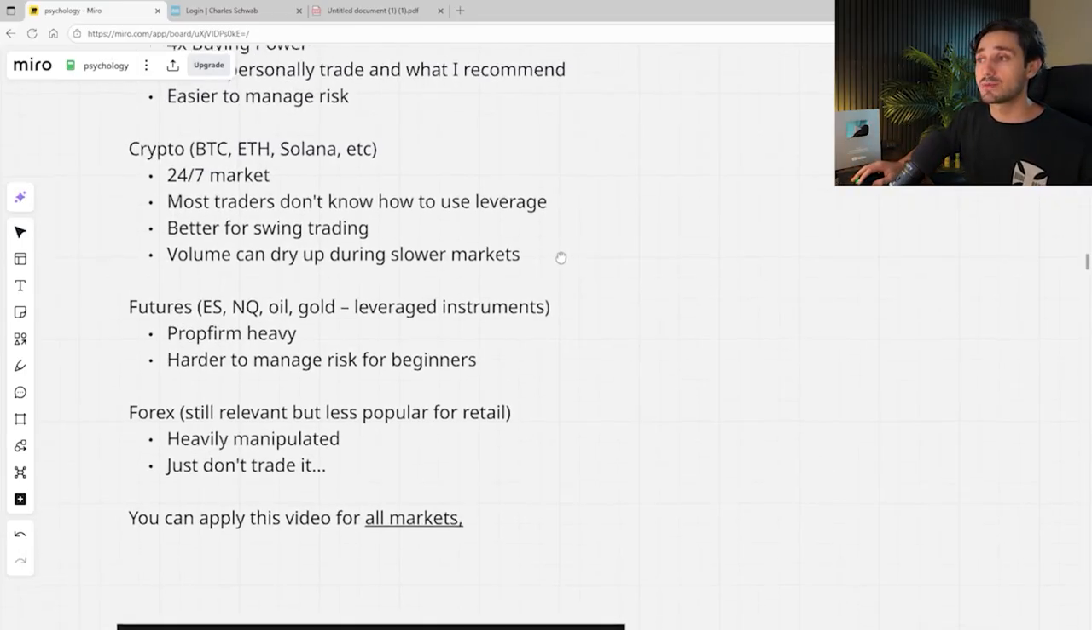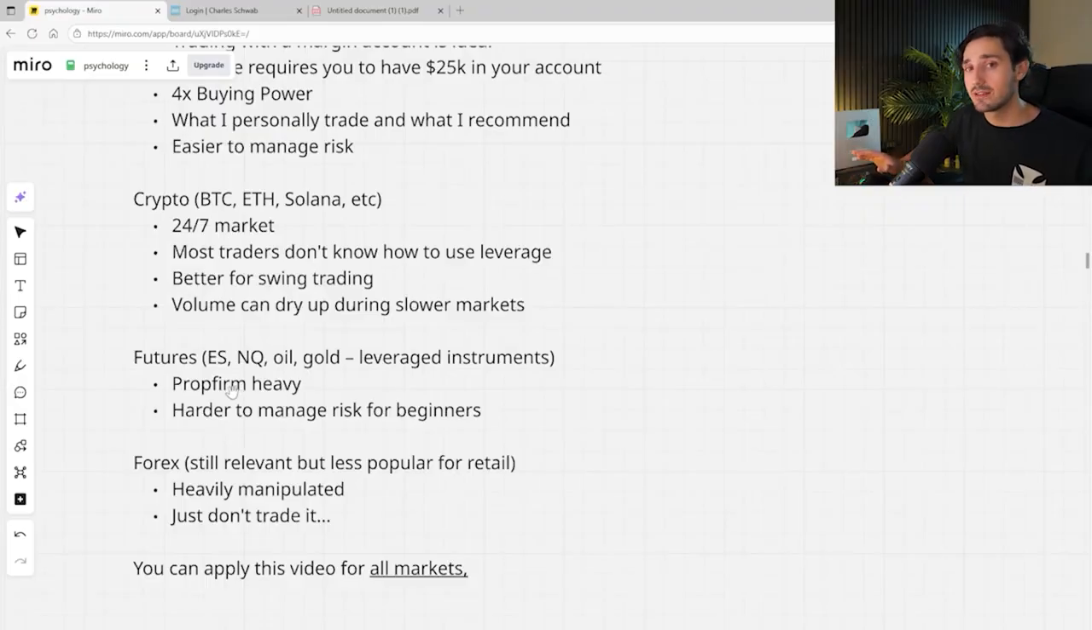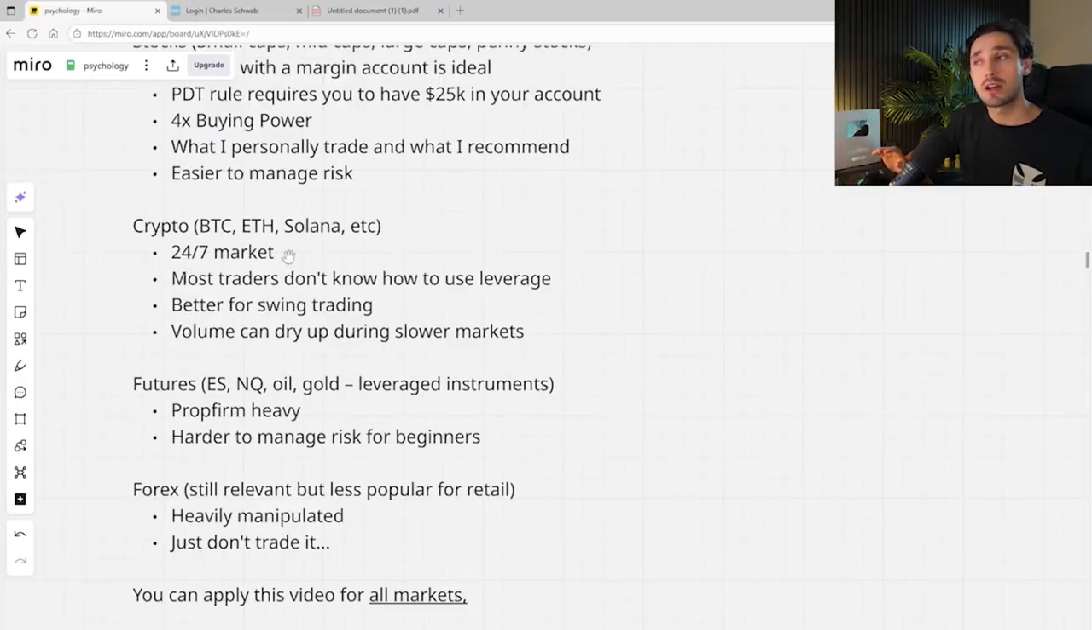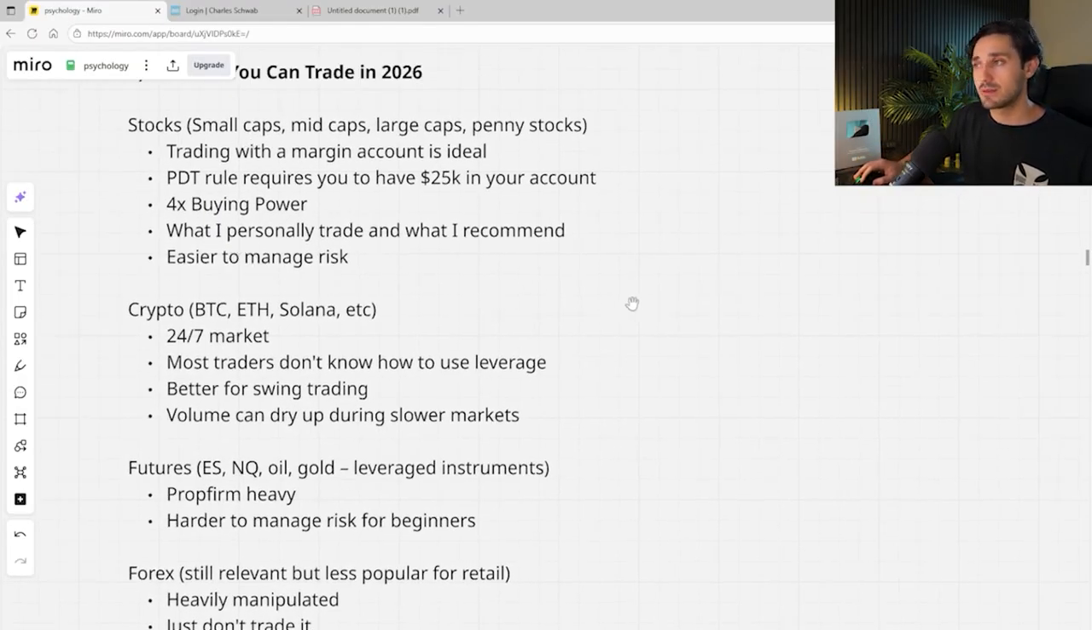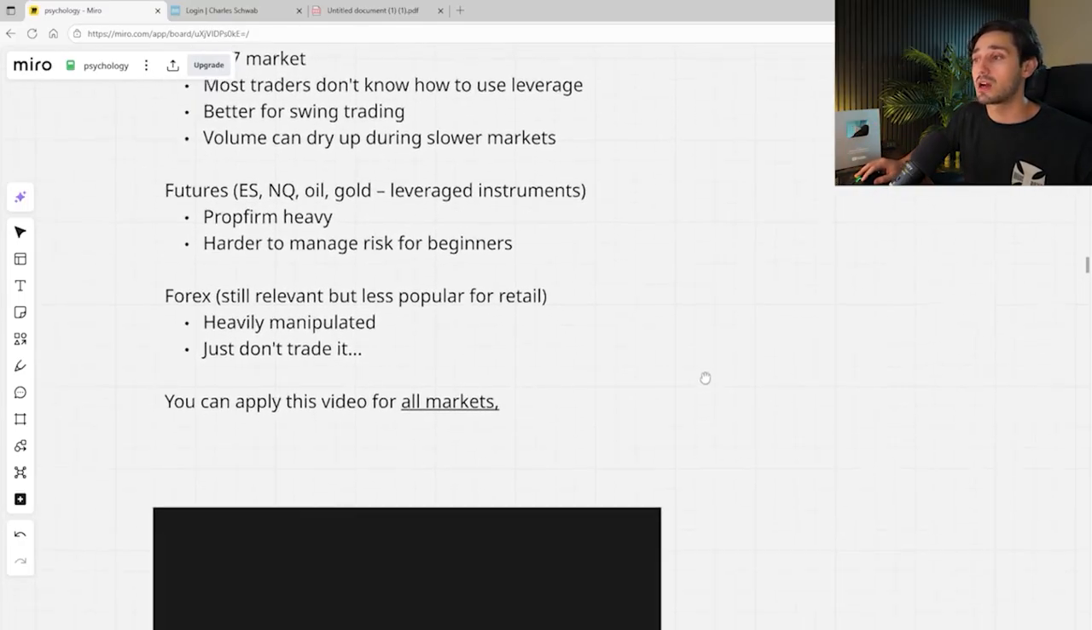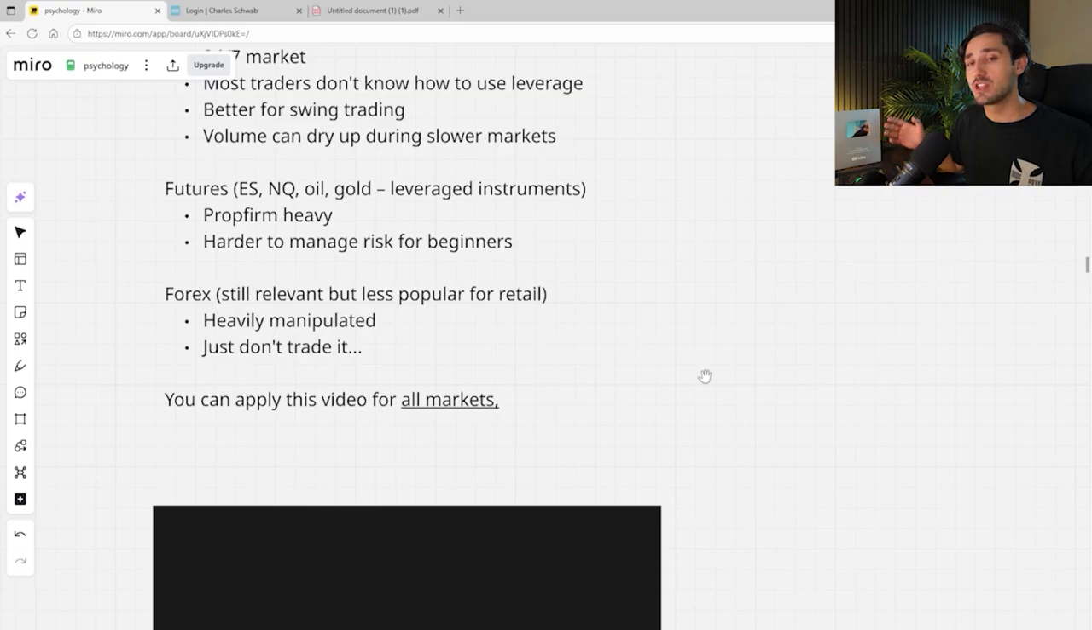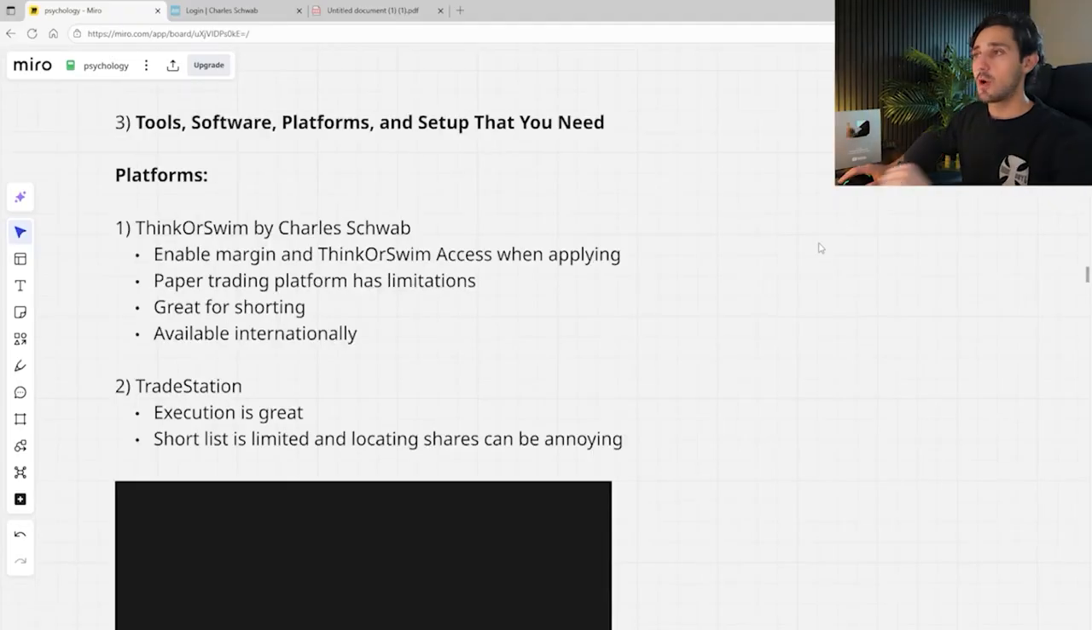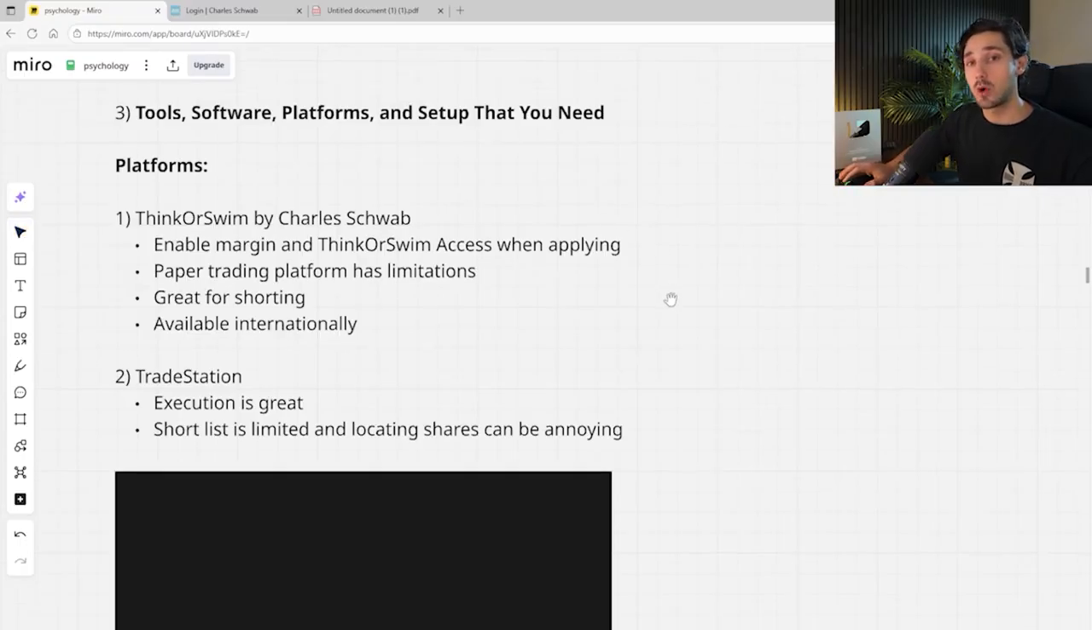So if you want to use my education for futures, great, you can do that. You want to use it for crypto, great, you could do that. For stocks, fantastic, that's exactly what I trade. Even if you want to trade Forex, no problem. You could still use all of these principles and fundamentals and price action concepts that I'm going to teach for your trading. Let's go over the tools, software, platforms that you need in order to trade. And I actually have personal experience with a lot of the platforms I'm going to talk about, so I'm going to give you my honest opinion.